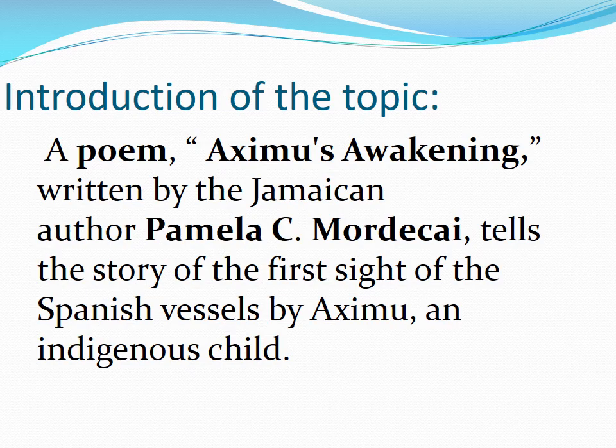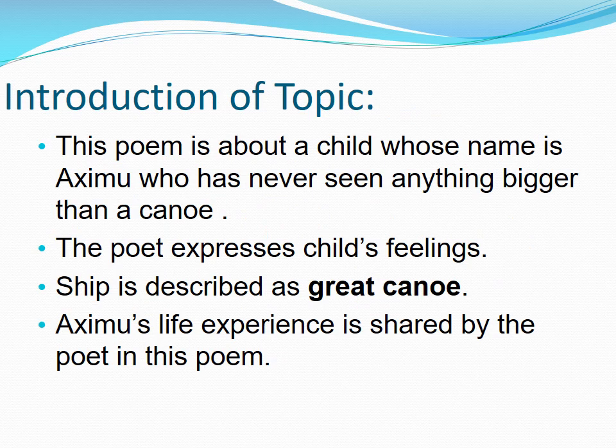This is an introduction of the poem. This poem is written by the Jamaican author Pamela C. Mordecai. The poet tells about the first sight of Spanish vessels. Here vessels mean ships or boats, seen by Aximo, an indigenous child. Indigenous means someone who is native to an area or who naturally belongs there. This poem expresses the feelings of a child who has seen great ships for the first time. With his great amazement, the element of fear is highlighted in the poem. The boy's life experience is shared through this poem. This poem is about a child whose name is Aximo, who has never seen anything bigger than a canoe. The poet expresses the child's feelings. A ship is described as a great canoe. Aximo's life experience is shared by the poet in the poem.